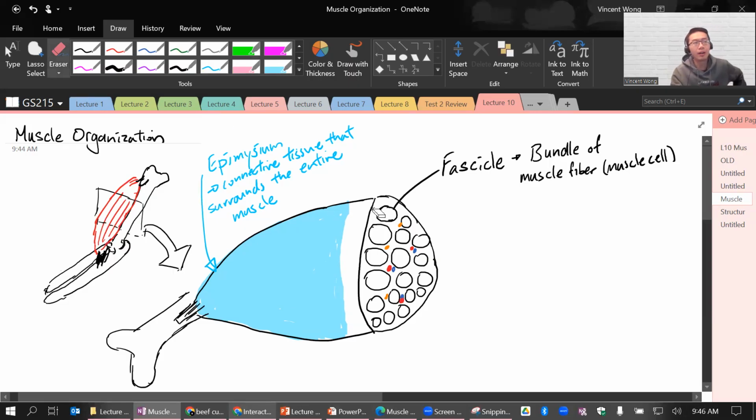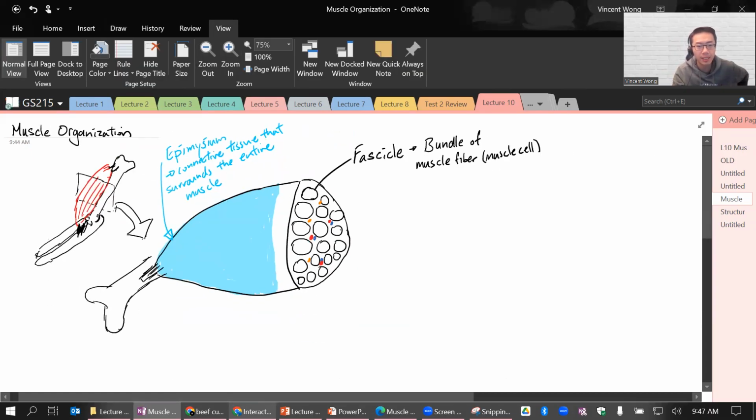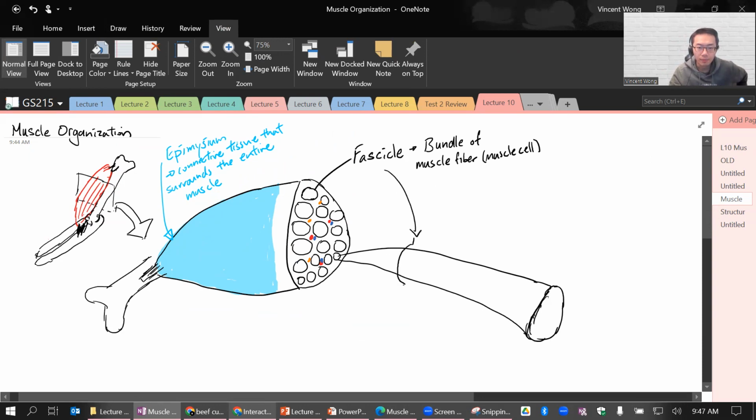Okay, now the fascicle. We're gonna pull one fascicle out. Remember, leave this uncolored for the time being. We're gonna take one of these things out. There you go. So that whole thing is a fascicle, right? Fascicle, fascicle, fascicle, and then you can pull one out. So this whole thing is also a fascicle.